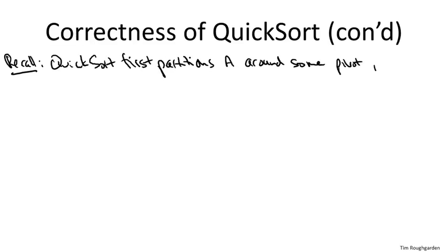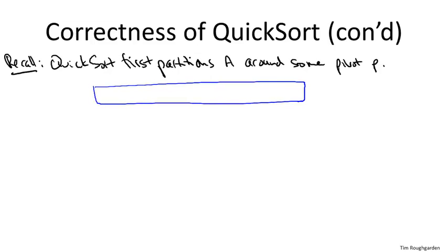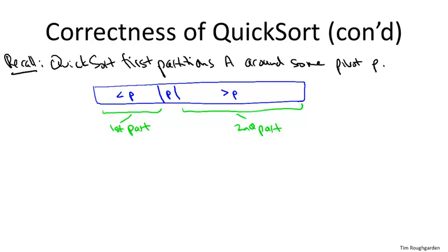Now, as we argued in the video where we discussed the partition subroutine, at the conclusion of that subroutine, the array has been rearranged into the following format. The pivot is wherever it is. Everything to the left of the pivot is less than the pivot, and everything to the right is greater than the pivot. So let's call the stuff less than the pivot the first part of the partitioned array, and the stuff bigger than the pivot the second part of the partitioned array.